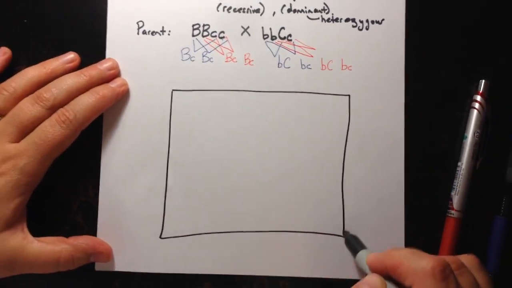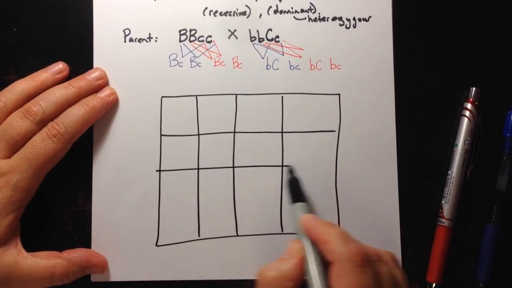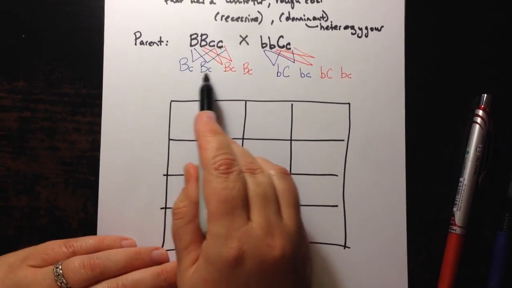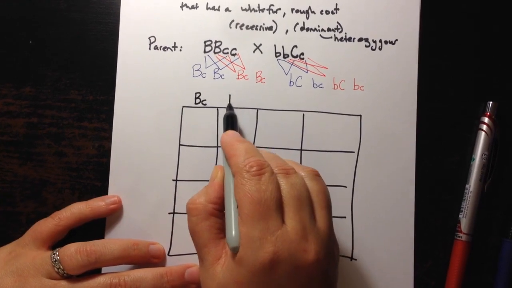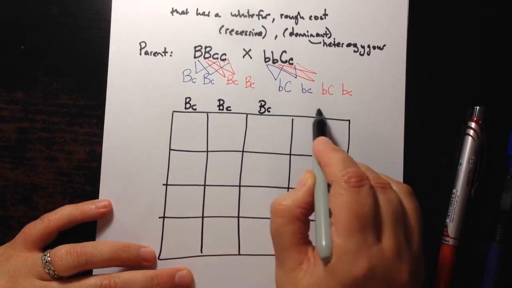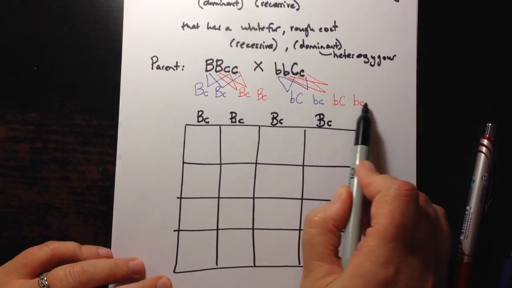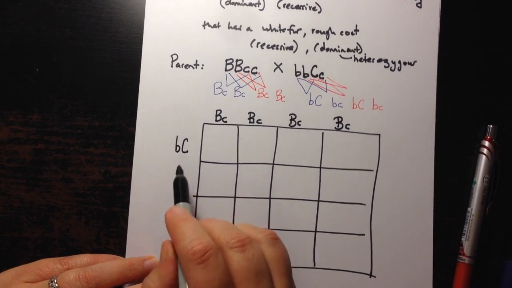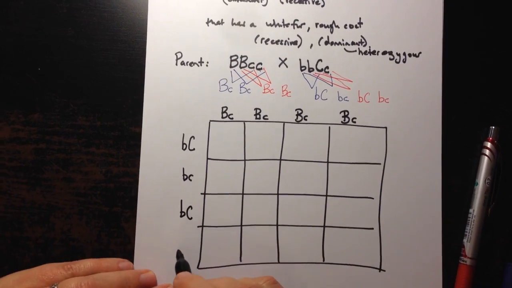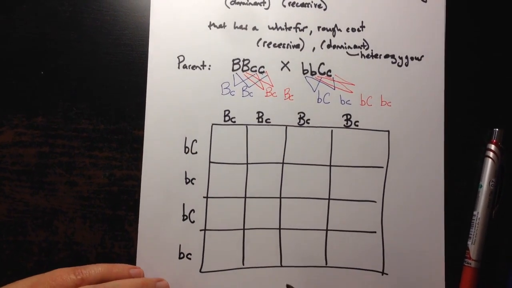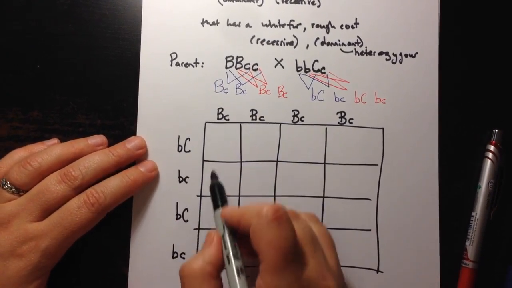So if we go ahead now and put that in our Punnett square, you can draw a big block with 16 squares inside. Now we're going to put these gametes here at the top. Over here we put big B, big C, big B, little c, big B, big C, and big B, little c. And on this side, we're going to put these gametes: little b, big C, little b, little c, little b, big C, and little b, little c.